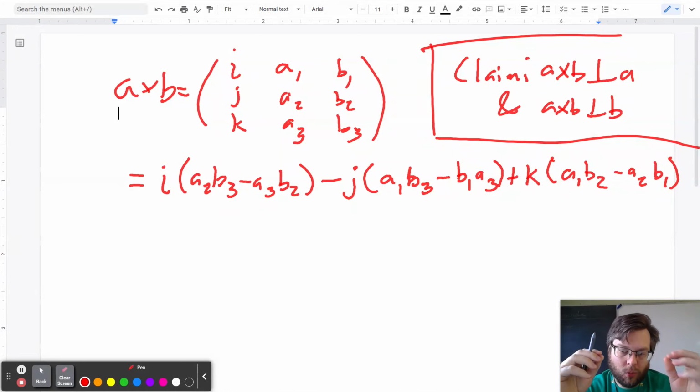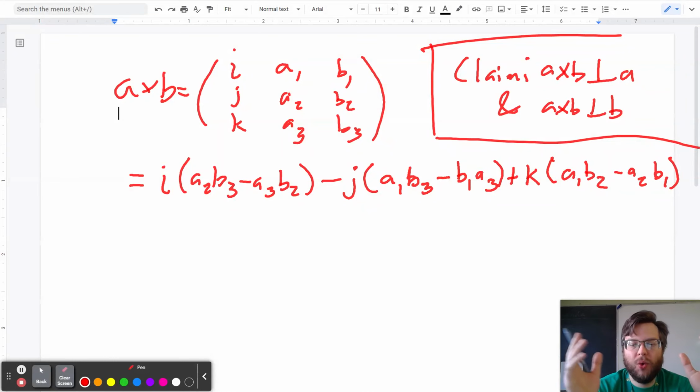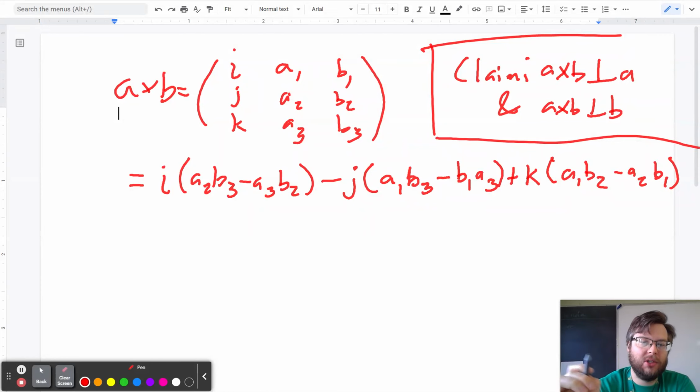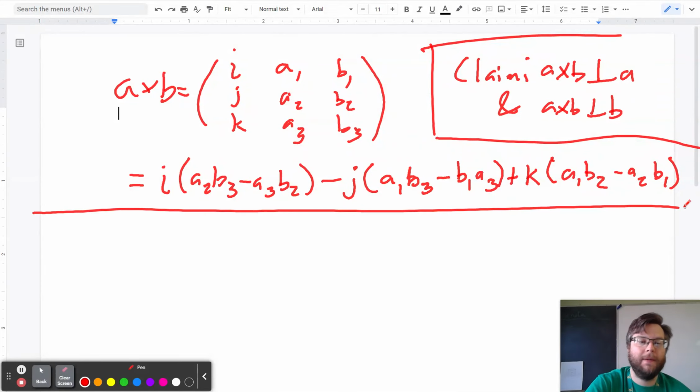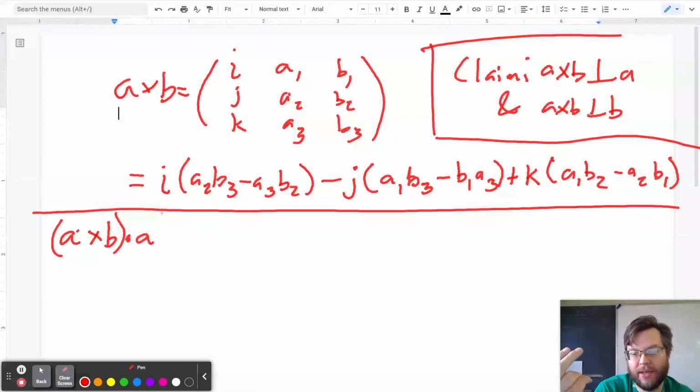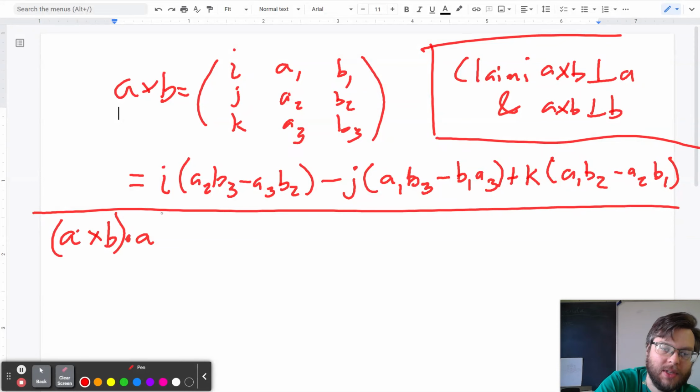So I want you to think, what do we use to prove that two vectors are perpendicular? We use our other type of multiplication. We use our dot product. When two non-zero vectors have a dot product of 0, then they are perpendicular to each other. So let's try to do it. We'll do A cross B dotted with A. We don't need to do it in both directions because the dot product is commutative, even though the cross product is not.